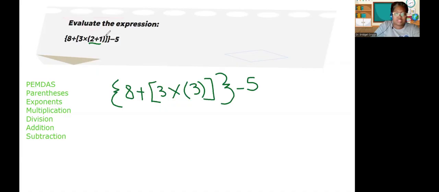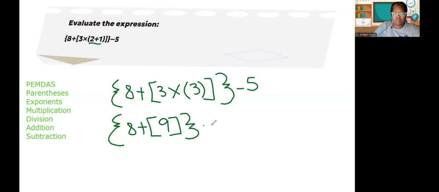Now we're going to work with the second level, which are these brackets. So whatever, again, we're not working on, we'll bring that down. So we'll bring the brace down. So we have 8 plus, in brackets, and then we have 3 times 3. So 3 times 3 is 9. Close the brackets, close the brace, minus 5.